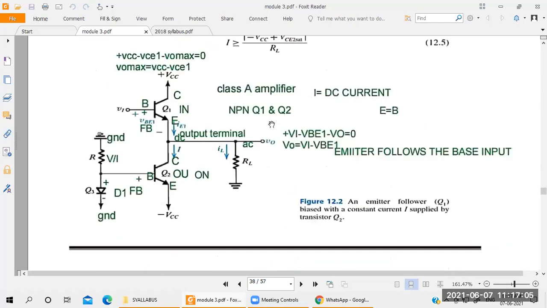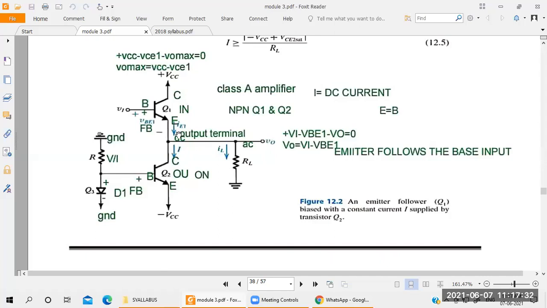Okay, you take this equation here. After IE1, so IE1 means what here? It's the output current of the Q1 transistor. It is flowing across from where to where? Some of the current goes to the collector of Q2, and some of the current goes to the load resistance. So now you can write IE1 is equal to I plus IL.